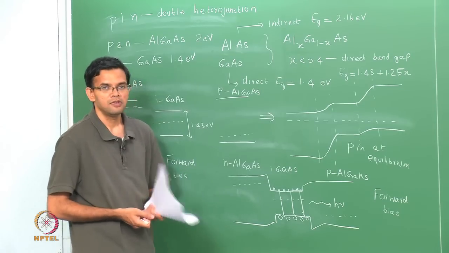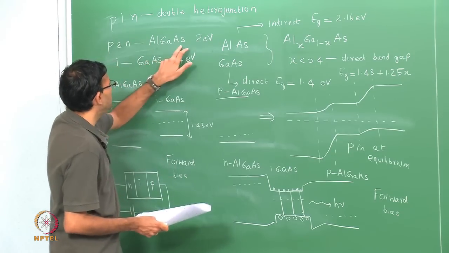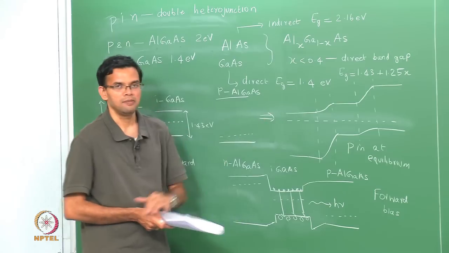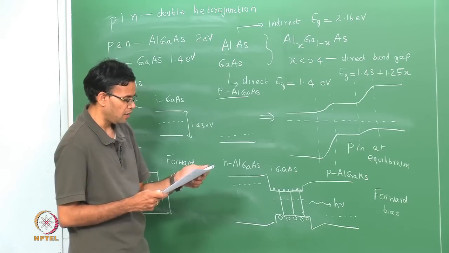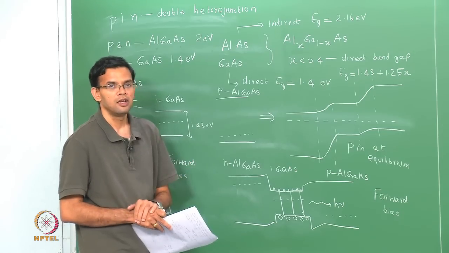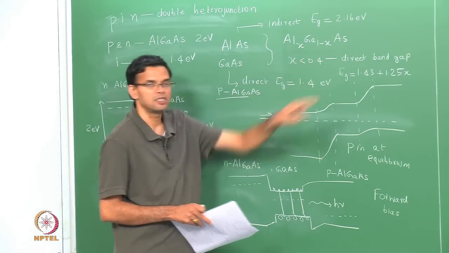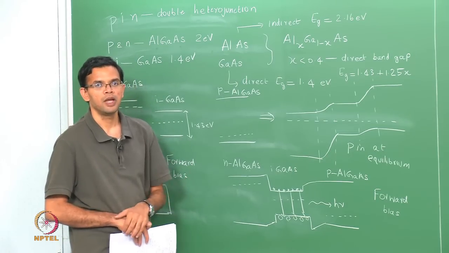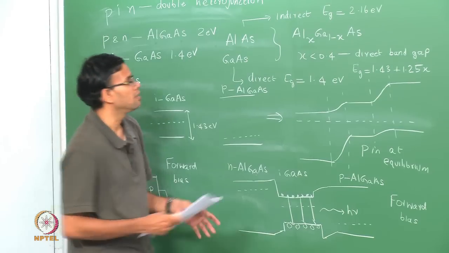We can repeat this with another material. For example, instead of aluminum gallium arsenide, where the aluminum substitutes for gallium, you can have another material, gallium arsenide phosphide, where the phosphorus substitutes for arsenic. This is formed by combining gallium phosphide (GaP) and gallium arsenide.